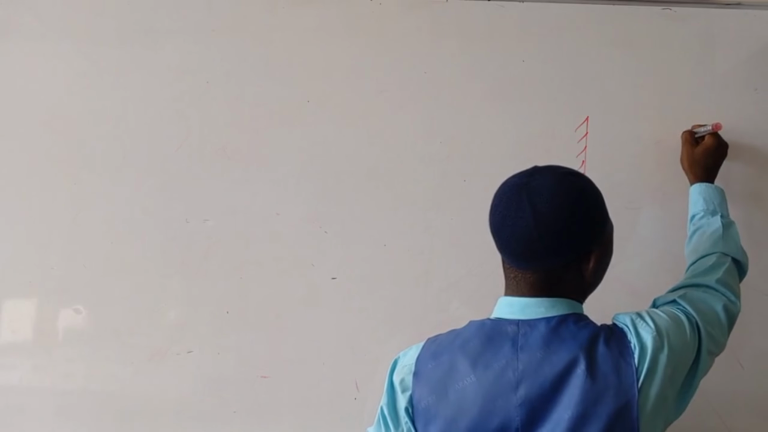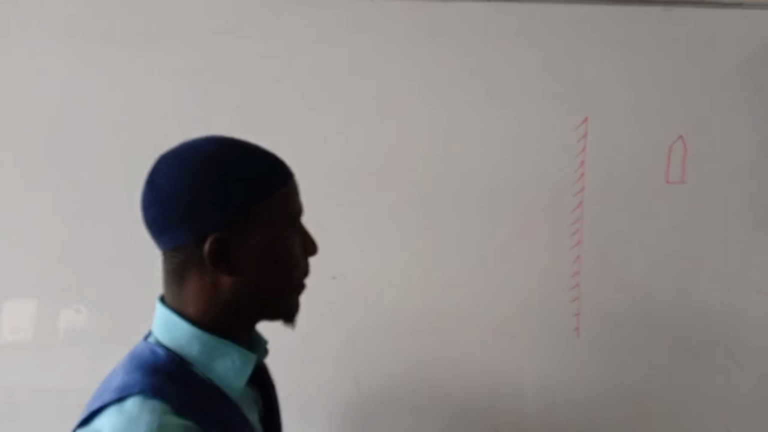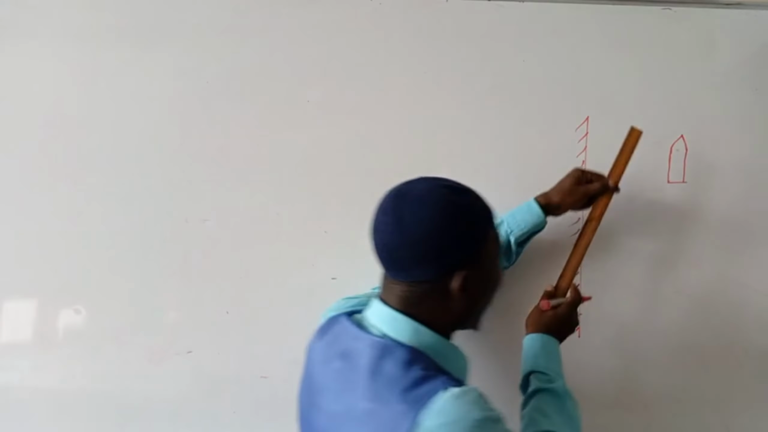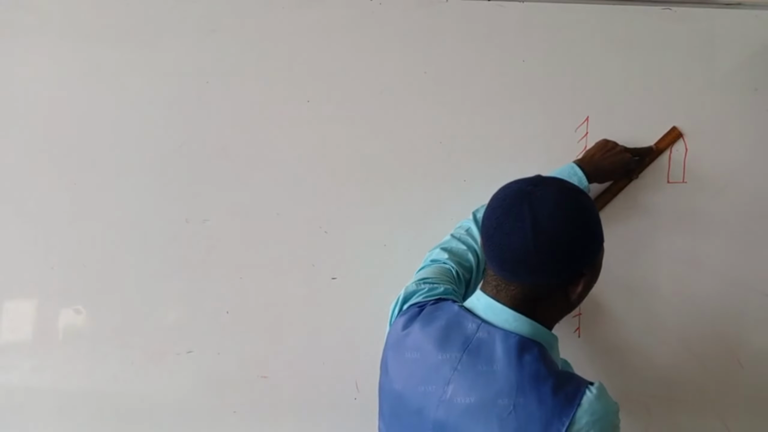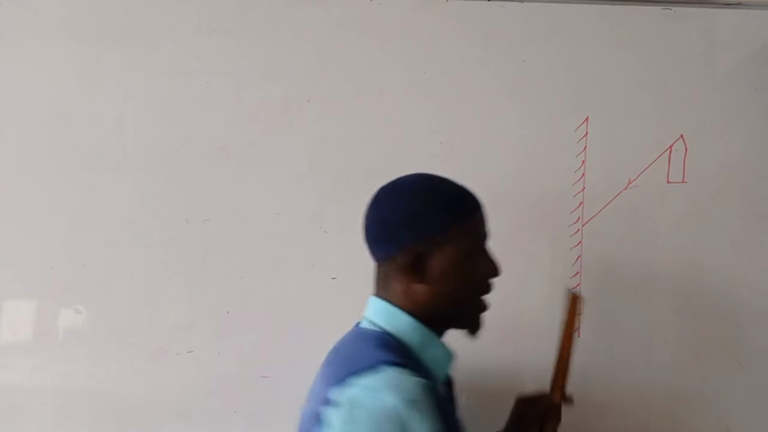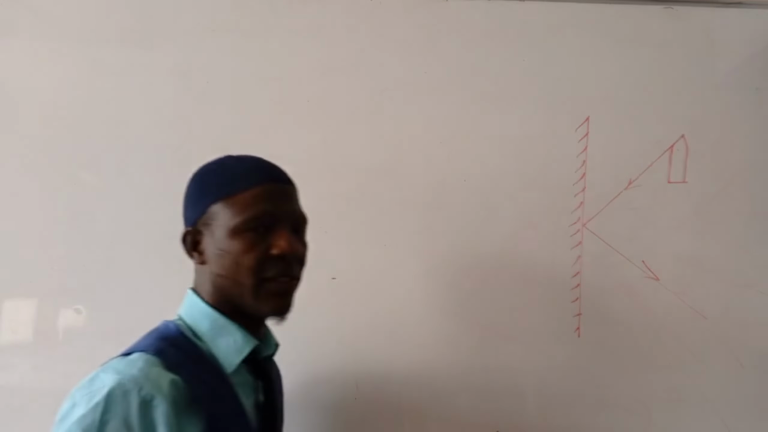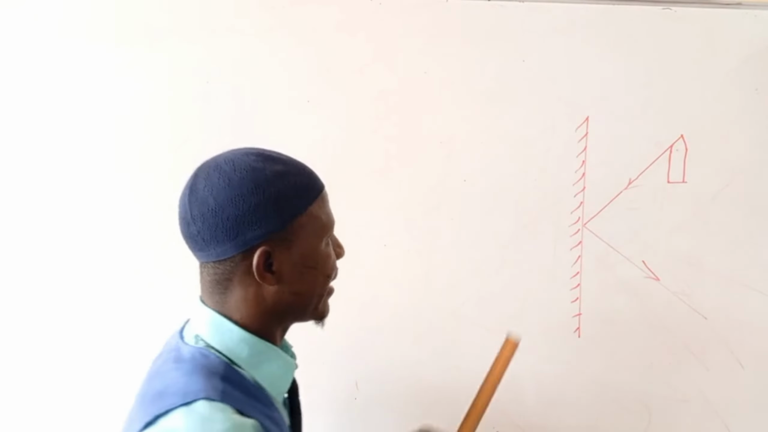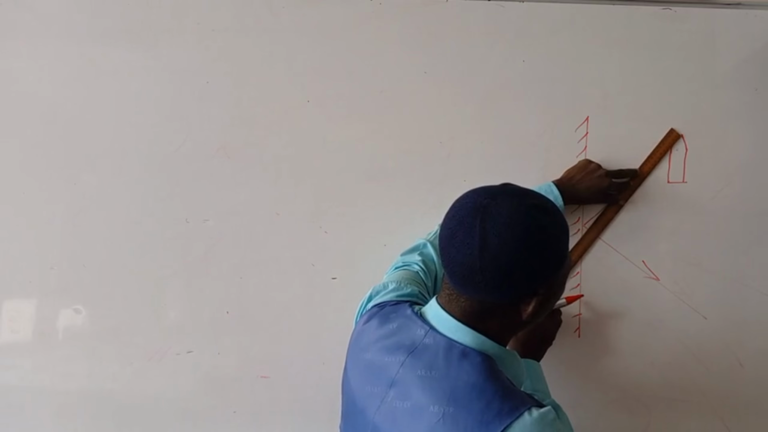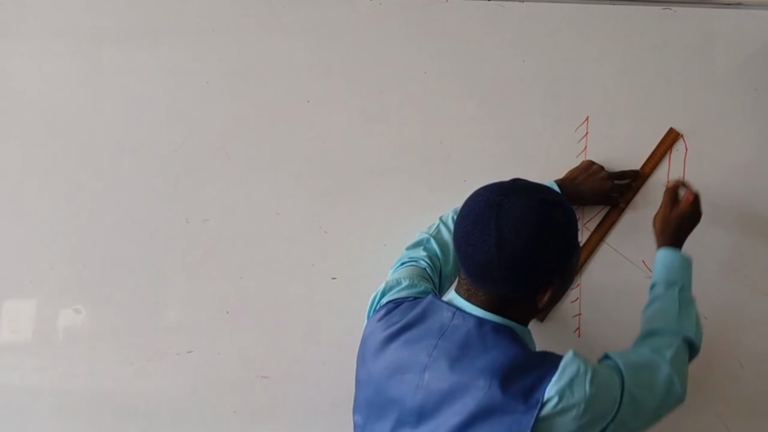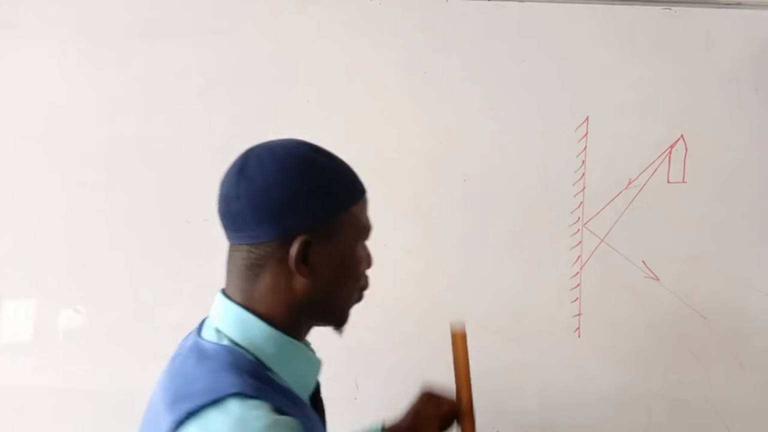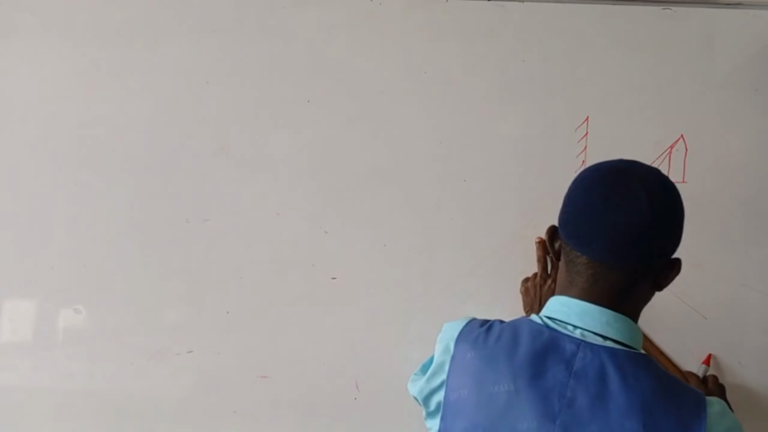Now, for instance, let's say you have your plane mirror like this. Then you have your candle. Let's say you have your candle here. Then a ray of light from the top of the candle will come like this. Then the ray will reflect back, following the law of reflection. Then another ray will come like this. Then this one too will follow the law of reflection.